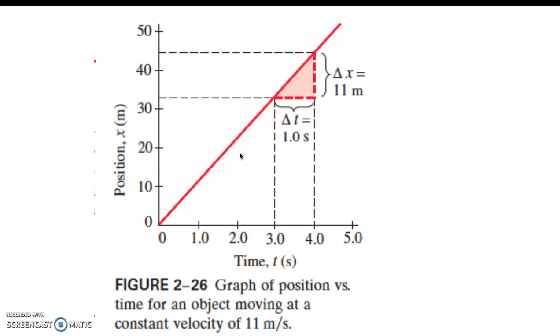Obviously, if we do this on a graphing program, we can find slope using the program, but just understand, on a position time graph, the slope will tell us the velocity.